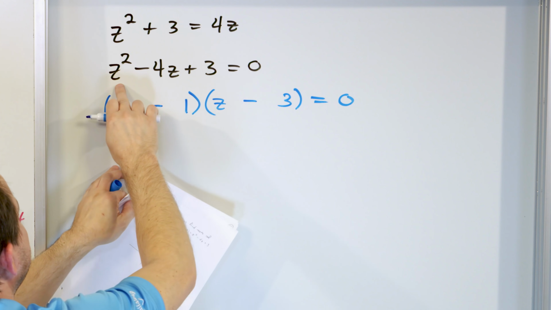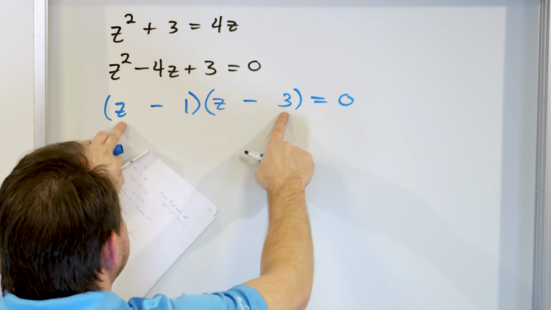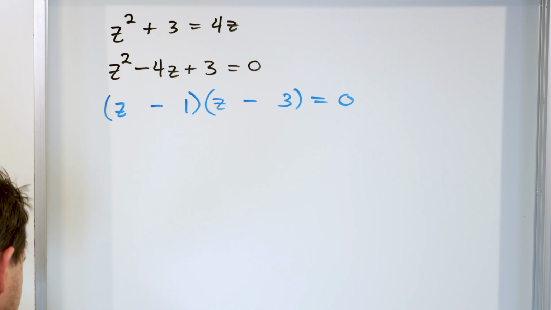Multiplying these two will give me the z squared. Multiplying these two will give me negative z. Multiplying these will give me negative 3z. I add them, I get negative 4z. So that's the correct factorization.